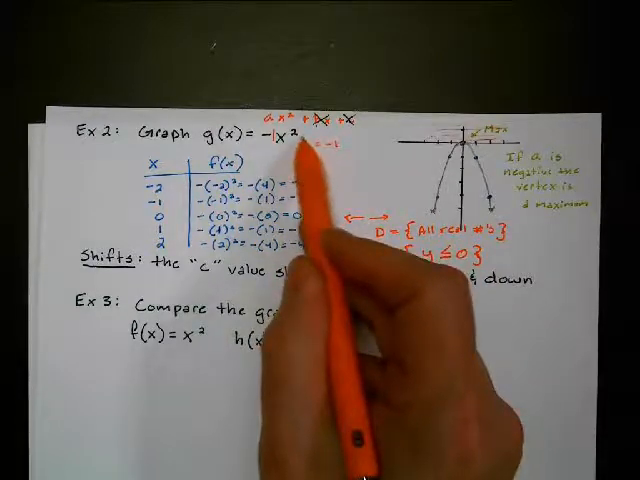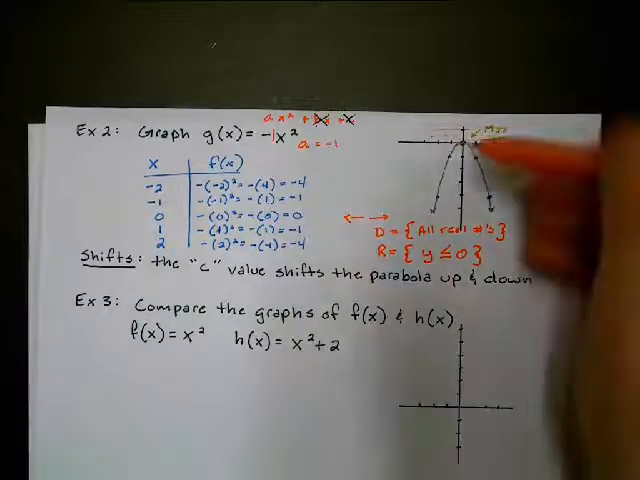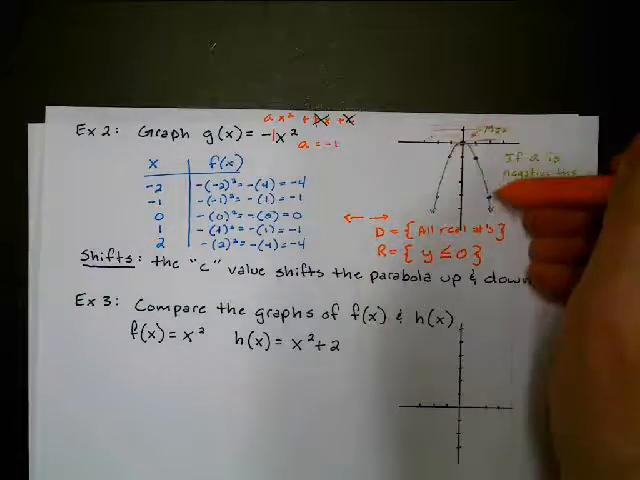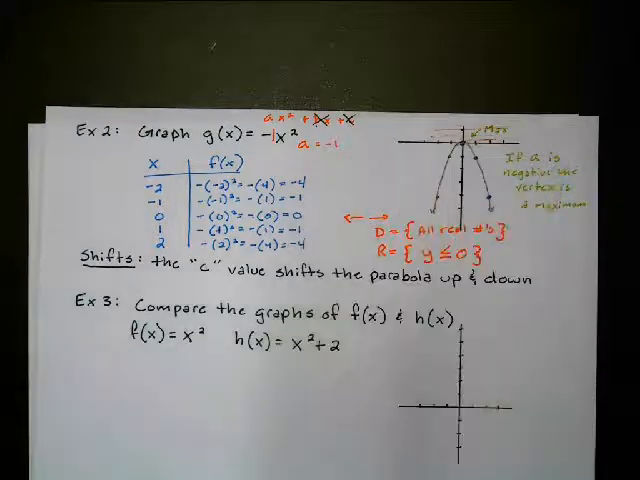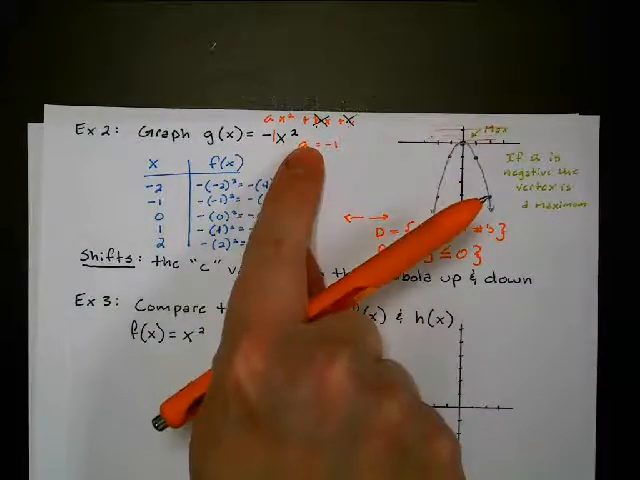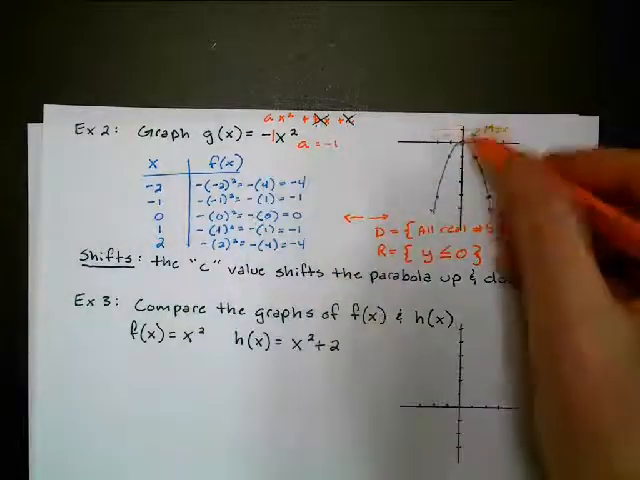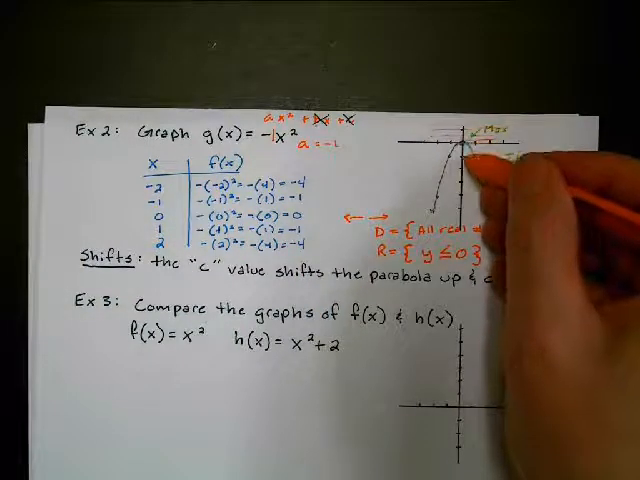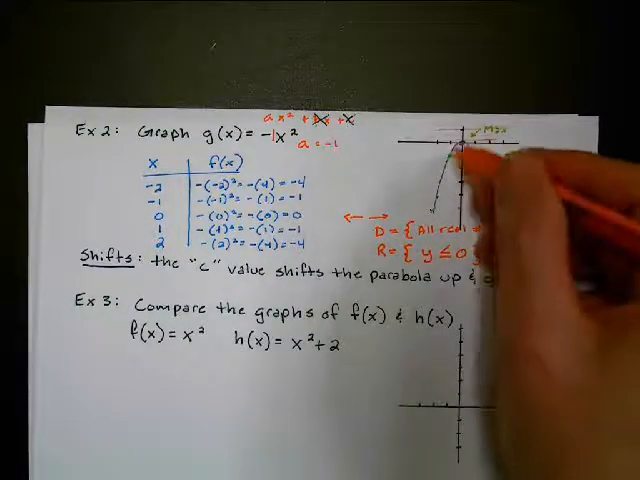The vertex would be here, this point would be here, and this point would be here. Everything would move up one space. If my c value for this last one said negative x squared minus 3, it would have shifted down. This vertex would have ended up down here because it would have shifted down 3 units. Everything would have moved down 3 units.